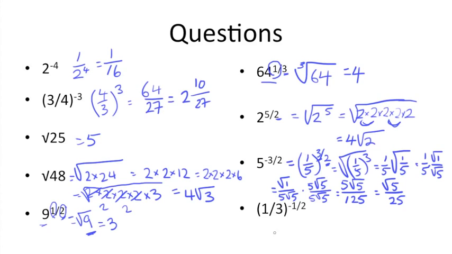The last question is 1/3 to the negative 1/2 power. So what we need to do is take the reciprocal, since it's a negative exponent, and we get 3 to the 1/2 power, and that's just the square root of 3.